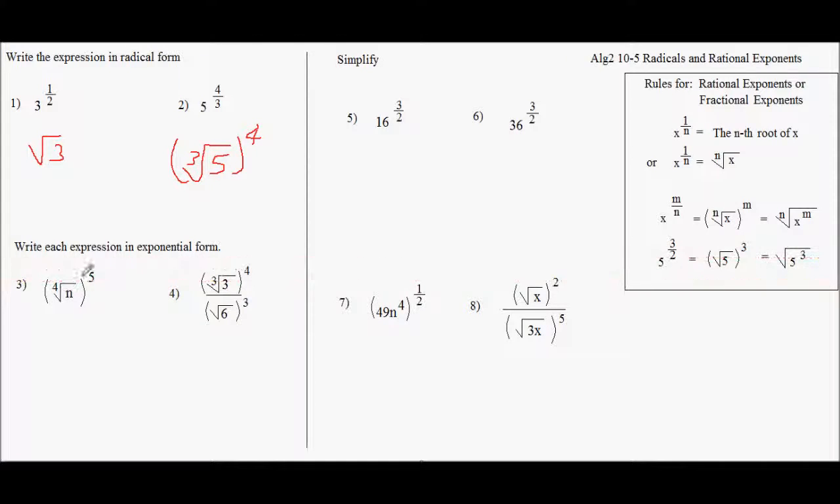Then write each expression in exponential form. Okay, so this is n to the 1/4, times 5, right? You're multiplying these two. And so you get n to the 5 times 1 is 5, and 4 times 1 is 4. Okay, so this one would be 3 to the 4/3 power over 6 to the 3/2 power.